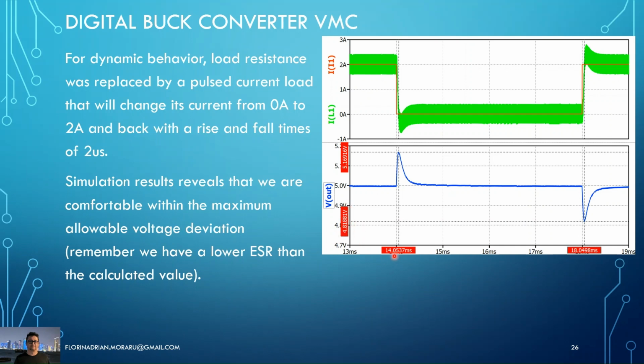80 millivolts undershoot. So we are well within the maximum 250 millivolts allowable voltage deviation, and that's because the ESR is much lower, so its contribution is smaller.